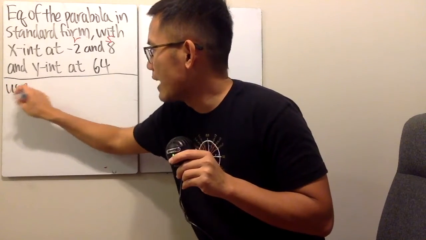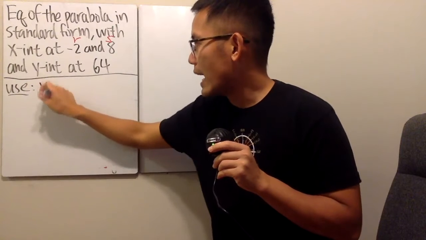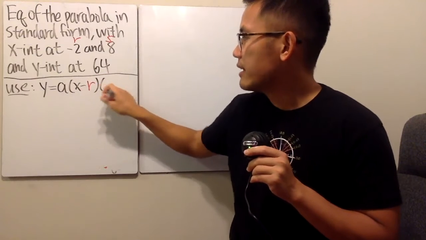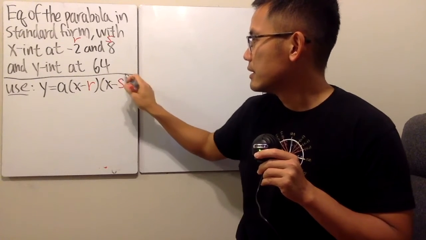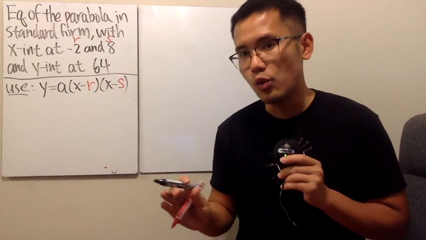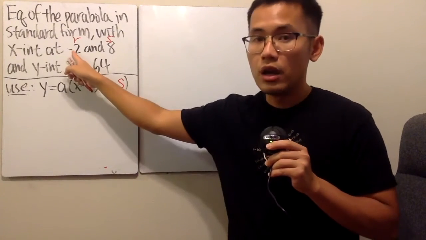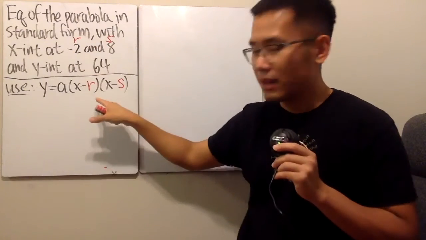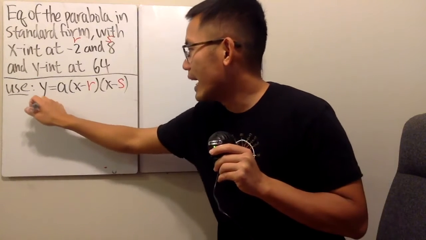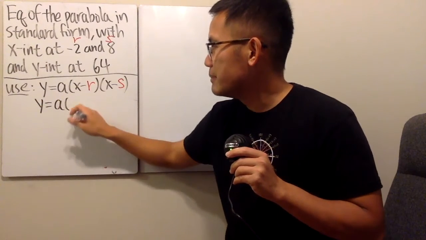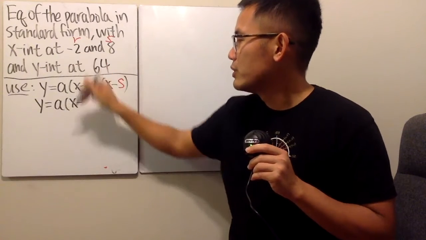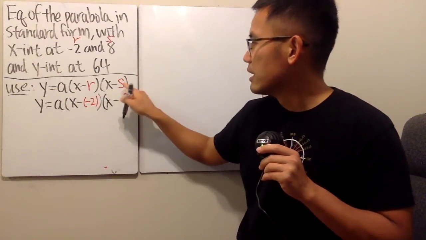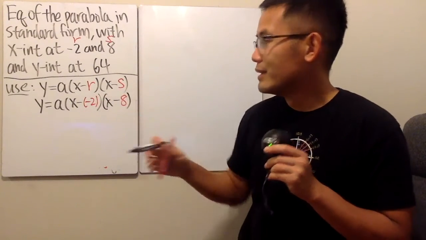So let me write this down right here for you guys. We will be using y equal to a times (x minus r) times (x minus s). Whenever we have the factored form, r and s are the x-intercepts. And because we're given the x-intercepts, of course, we can just use that. Let's go ahead and plug in first. Then we see y is equal to a times (x minus r), which is -2, then we multiply by (x minus s), which is 8. So that's what we have, right?